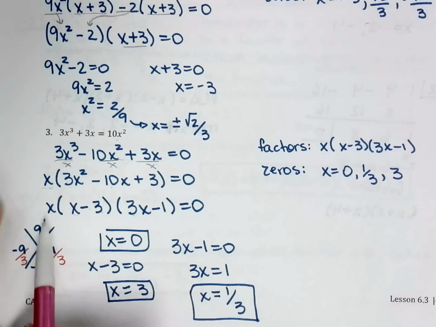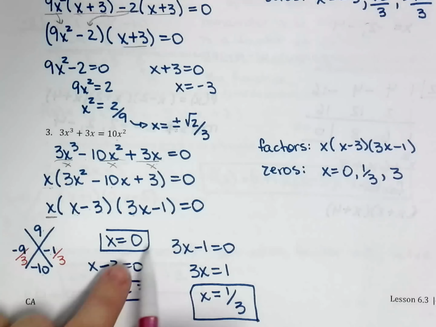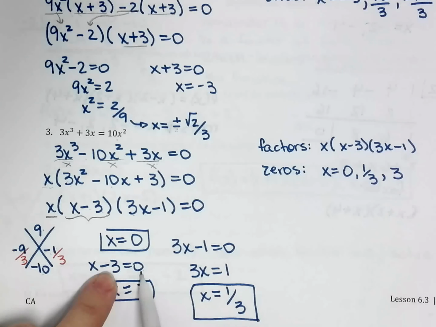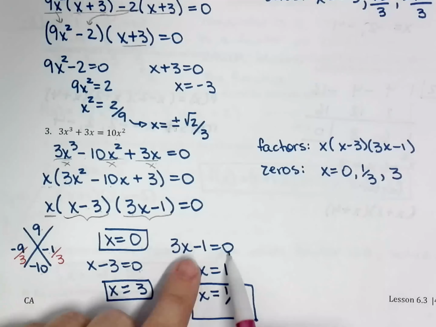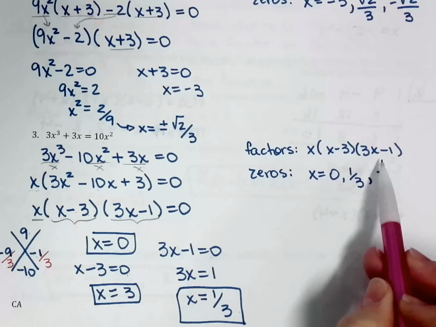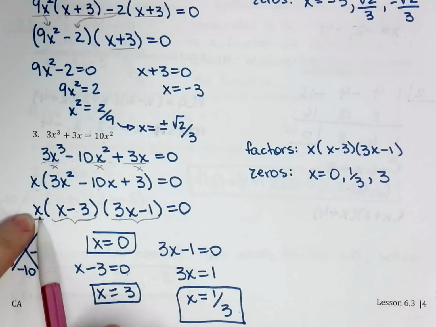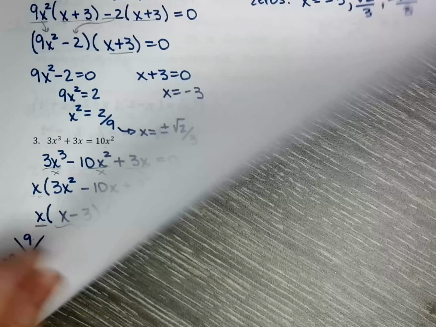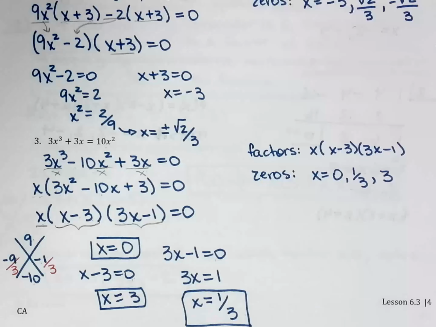Set each factor equal to 0. This is a factor right there. This is a factor right there. And this is a factor right there. Solve each one of them. Those are your zeros. These are your factors. This is also a factor. That one doesn't disappear. Okay, that's the end of page 4, and that's the end of the notes for section 4.